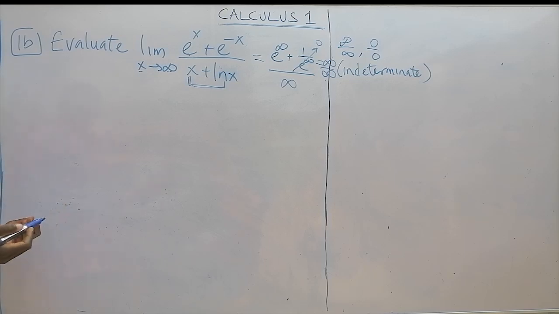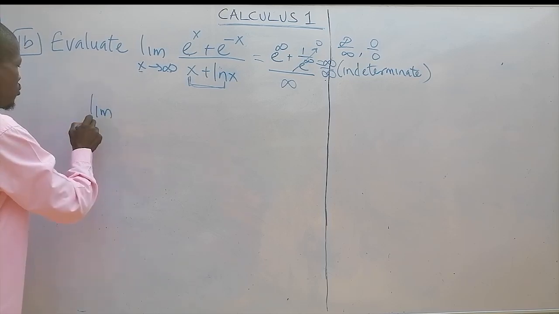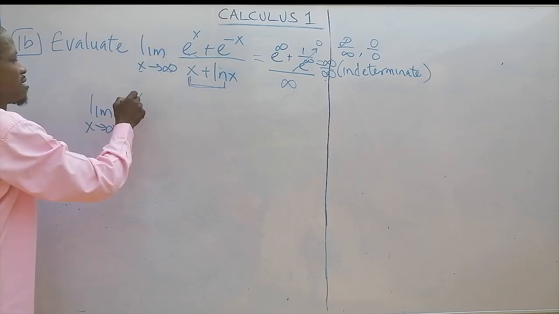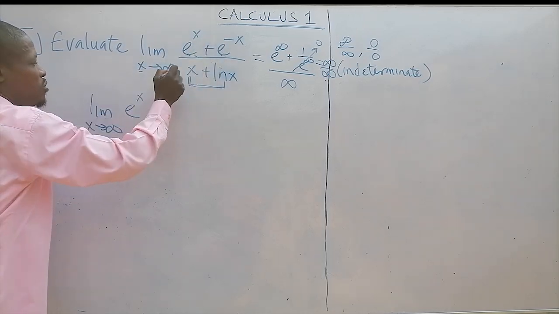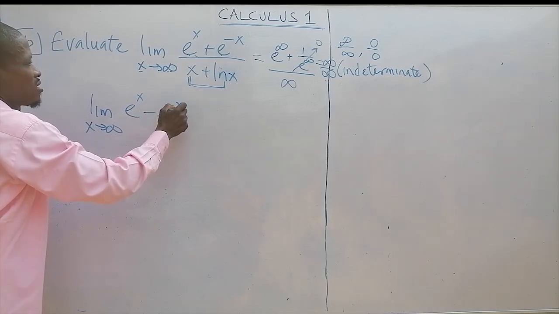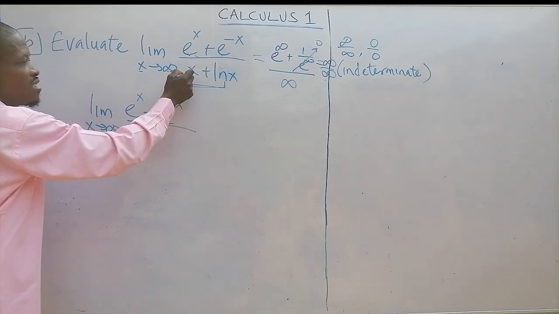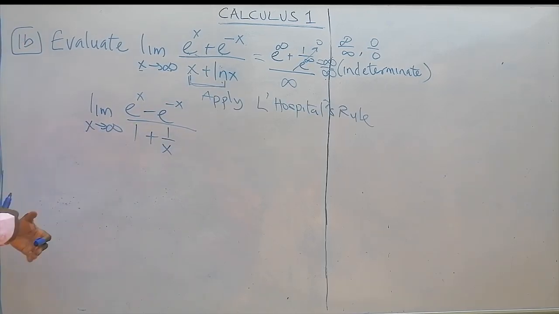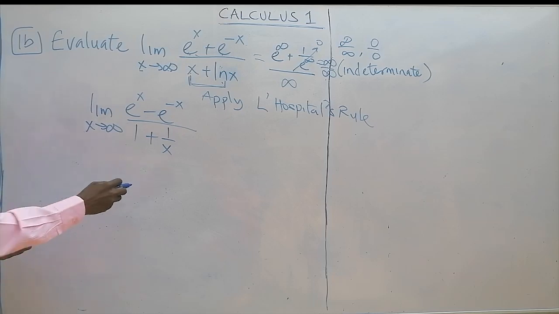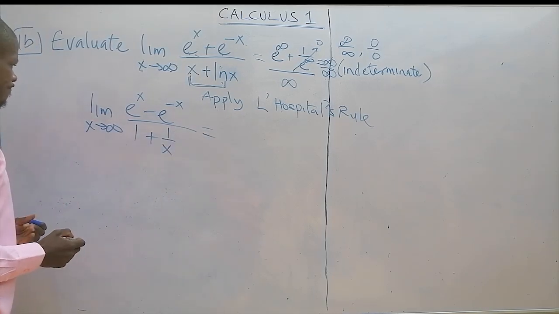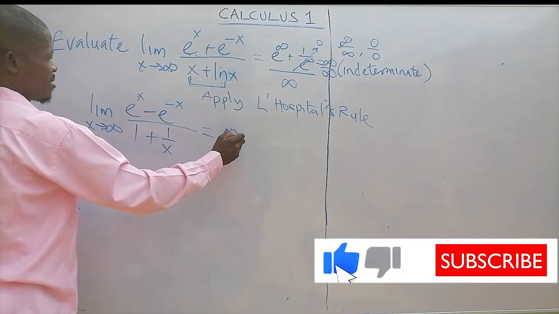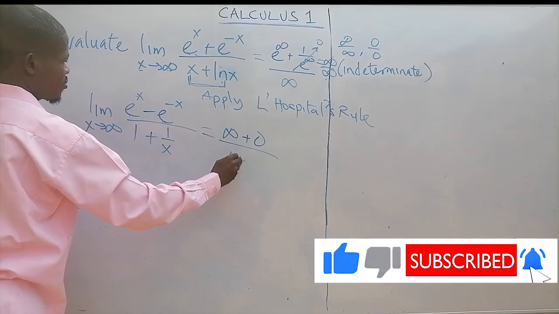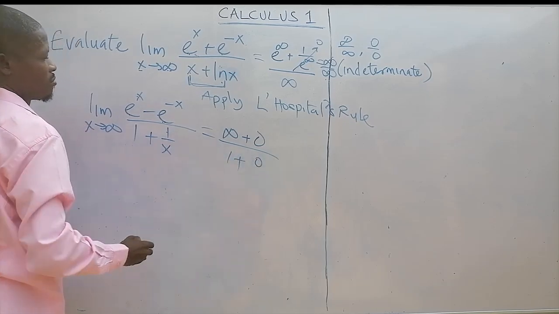So what is the meaning of L'Hopital's rule? What you're going to do is just differentiate your function, numerator and denominator. This will be minus this, all over the derivative of x, which is 1. And this one is plus 1 over x. Then after that, do your direct substitution. That will give you e to the power infinity, that's infinity, plus this one gives you 0, all over 1 plus 1 over infinity, that's 0.